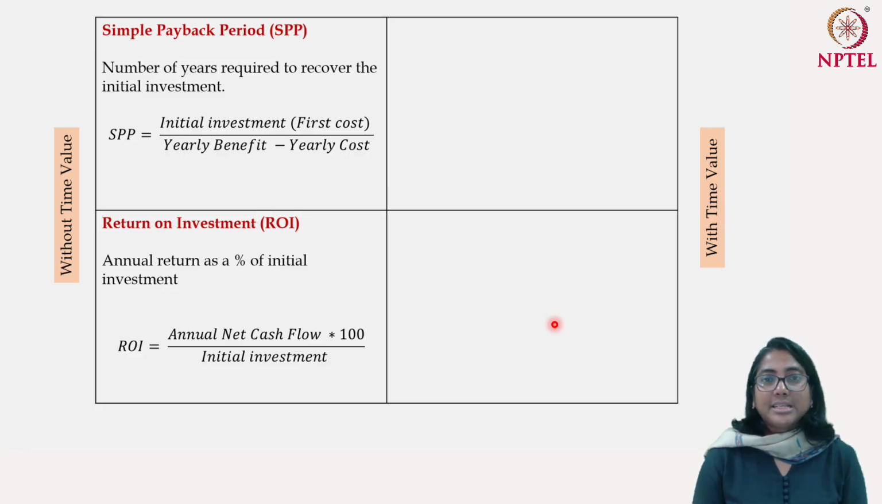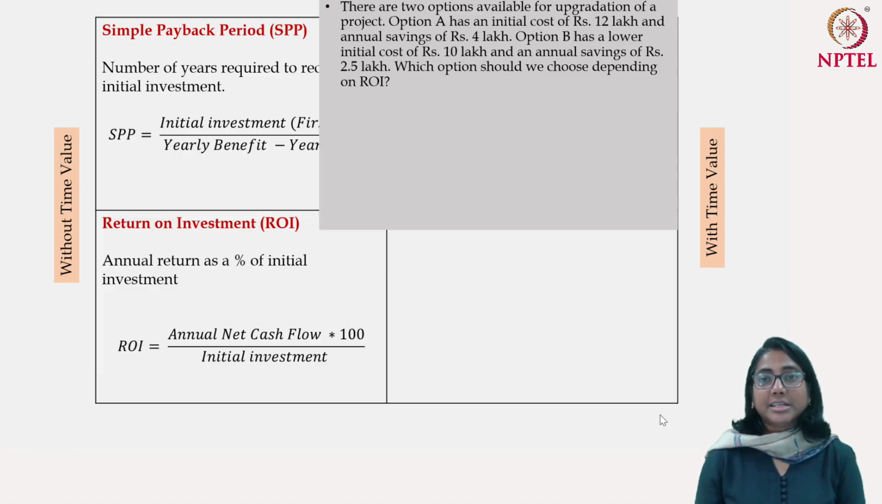So what is the return on investment? This is actually the annual return expressed as a percentage of initial investment. So what percentage of initial investment are you getting every year as the net cash flow? Here also we are going to elaborate this concept of ROI with the help of an example. We take the same example as we discussed in case of the simple payback period. So you have option 1 with 12 lakh of initial investment and net annual cash flow of rupees 4 lakh, and the other investment which is 10 lakh as the initial investment and 2.5 lakh of rupees as annual net cash flow.